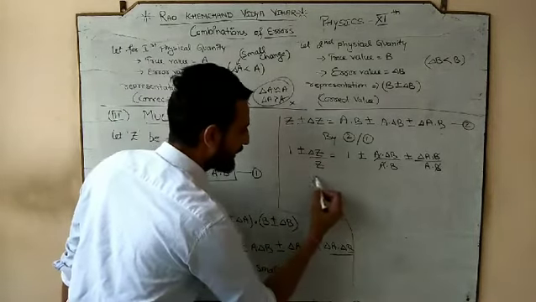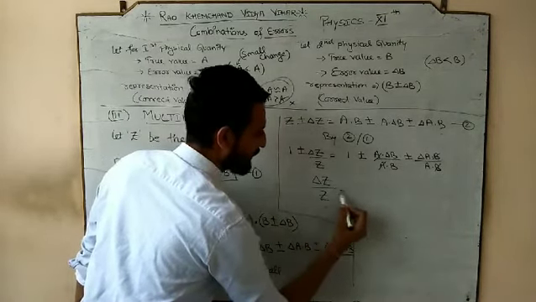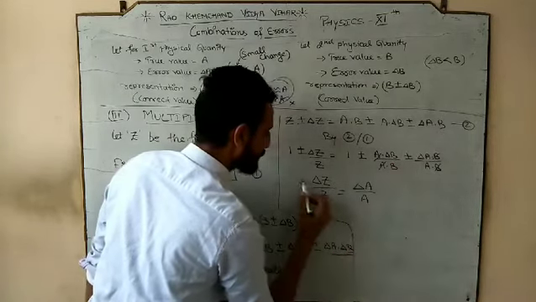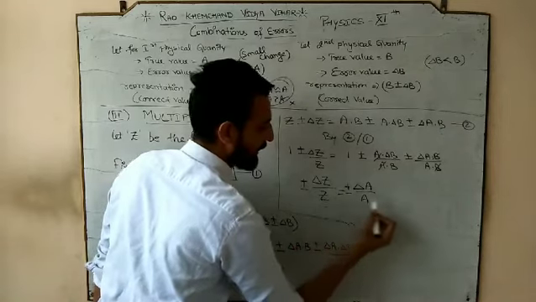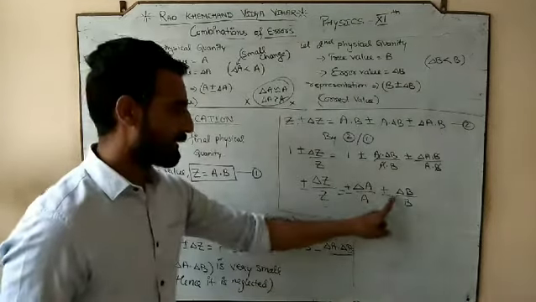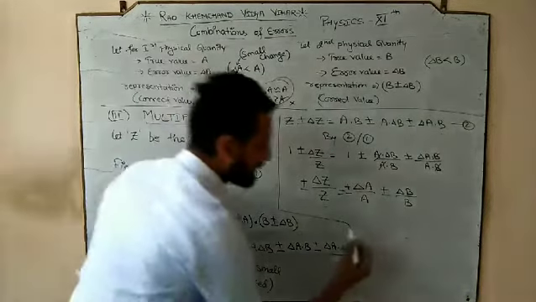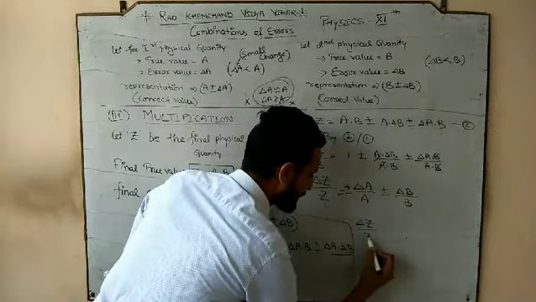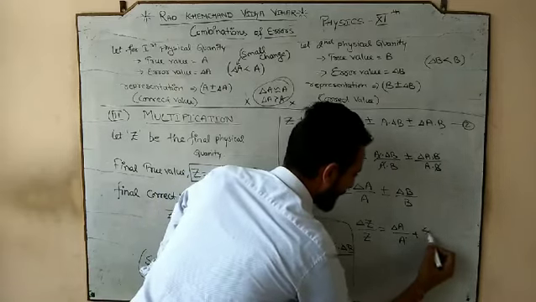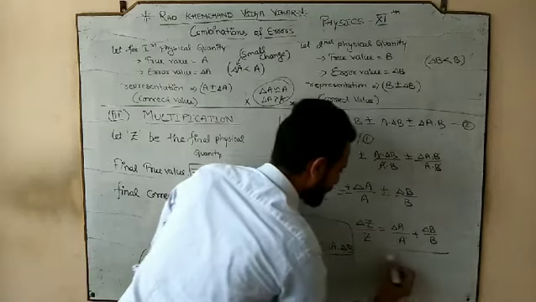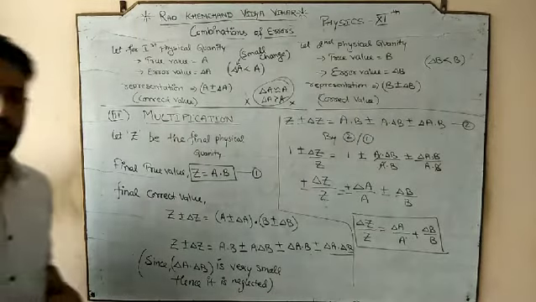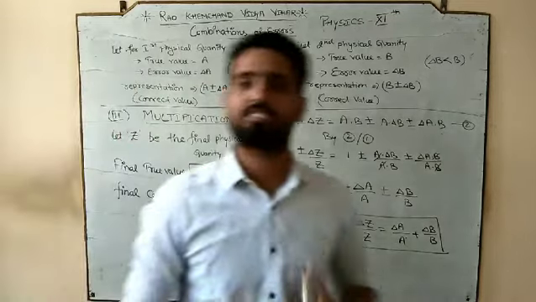So what did we get finally? Delta Z by Z is equal to plus minus delta A by A plus minus delta B by B. And when we take the plus minus as common, which would be cancelled, what is the final result we have? Delta Z by Z is equal to delta A by A plus delta B by B, and this is the final result of the multiplication of the two physical quantities.